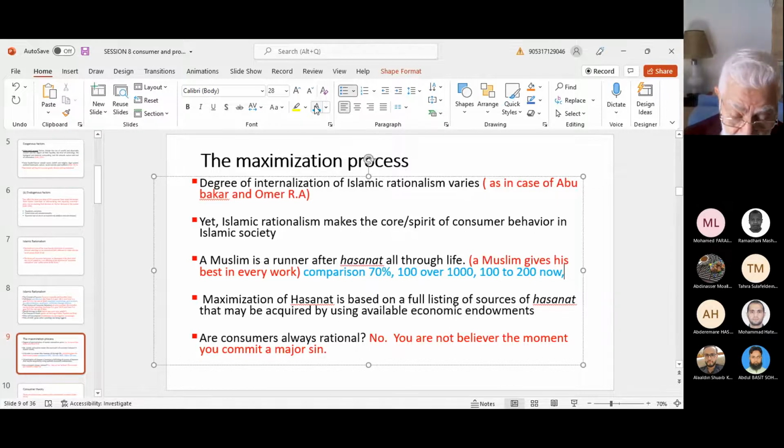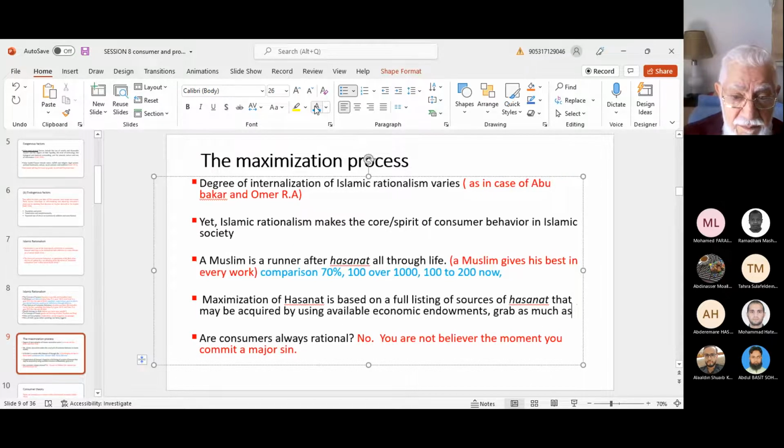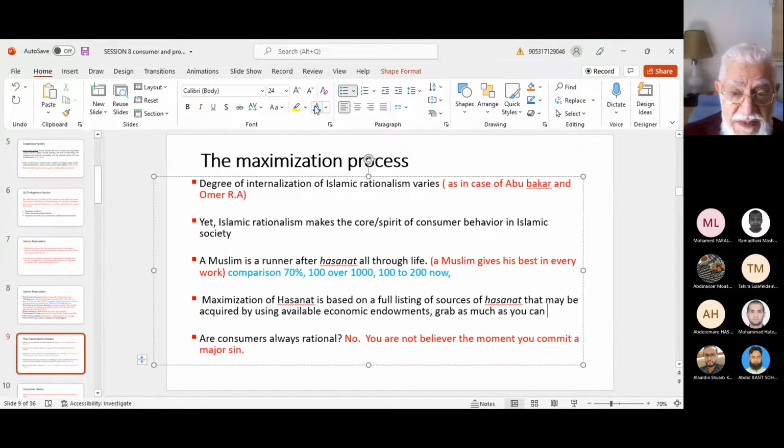In fact, in my opinion, the Quran repeatedly talks about that. Grab as much as you can of the good things, that is what the Quran always advises. Even the word itself is sometimes mentioned: وفي ذلك فليتنافس المتنافسون. That in this reward from God, you should compete on it.